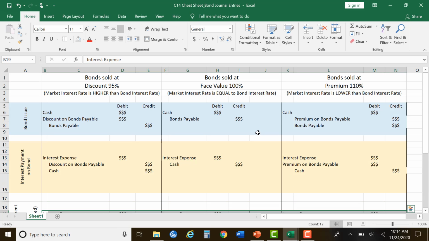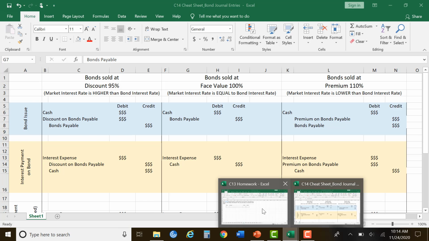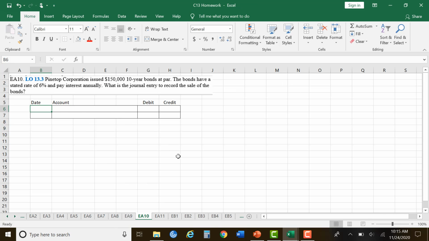Super simple. Go to our little bond journal entry cheat sheet, and when bonds are sold at face value, cash is what we receive, and we create a liability for the exact amount. So on, it doesn't say what day, we're just going to slap January 1st, 2020, and we're going to have received cash of $150,000, and there will be bonds payable for $150,000. And that's it.